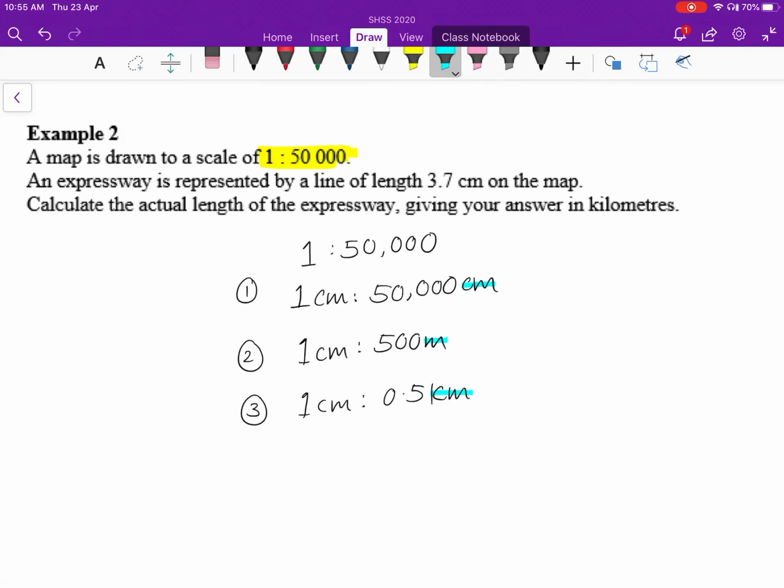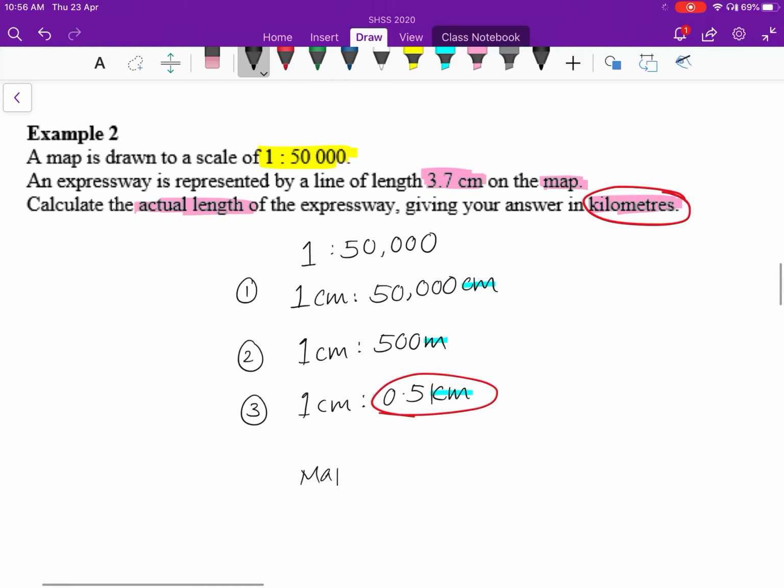Now, they say an expressway is represented by a line of 3.7 cm on the map. So this 3.7 cm is on the map itself. I want you to find the actual length of the expressway, giving your answer in kilometers. You see what I mean? They want you to give your answer in kilometers. Would you use number 1, number 2, or number 3? If you look carefully, number 3 is the only one that gives you 0.5 kilometers in actual ground.